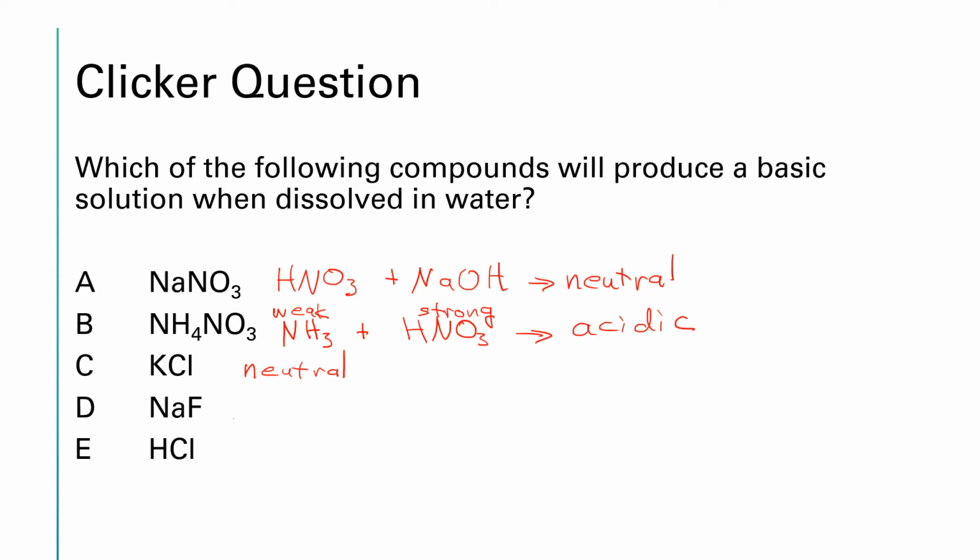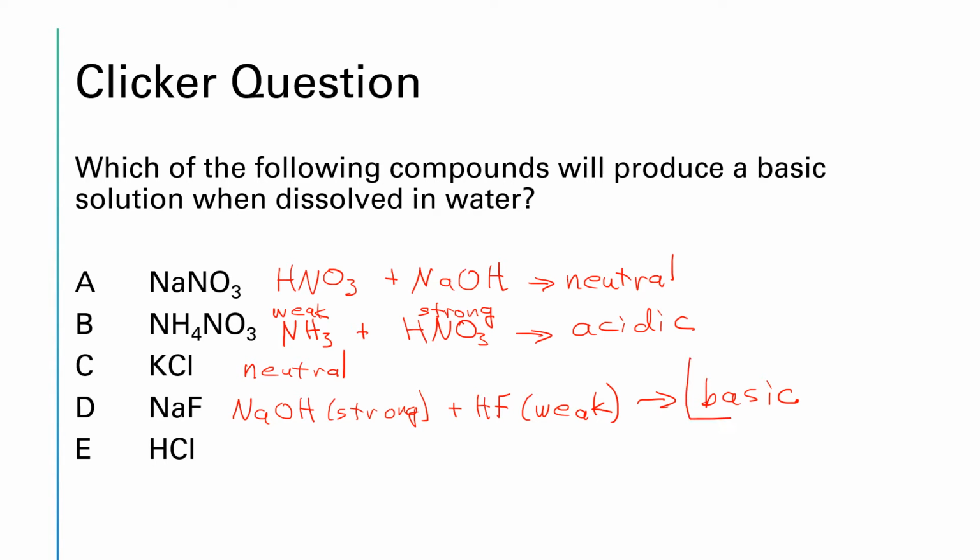NaF. The Na came from NaOH, which is strong, and the F came from HF, which is weak. So since one is strong and one is weak, the one that's strong will tell us the pH. The base is strong, so this is a basic salt.